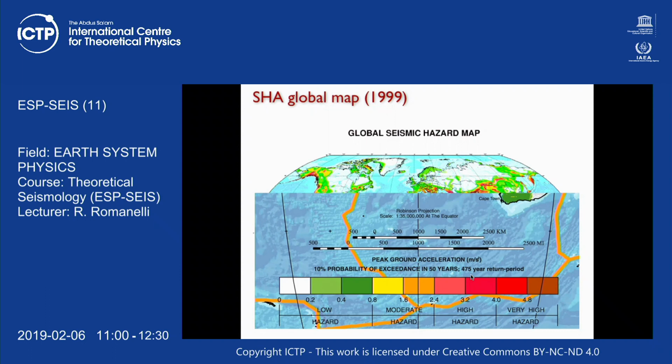10% in 50 years, that's the probability. For example, if you stay here, you have 4.5 meters per second squared, so let's say 0.5 g, that has a 10% probability of being exceeded in 50 years. I don't know about you, but every time I read this, I go crazy. I cannot understand it, but it's a value, it's an indicator. Now let's try to understand how this is made.